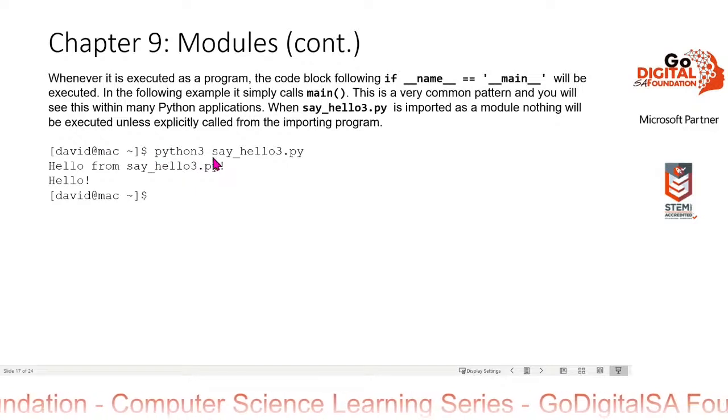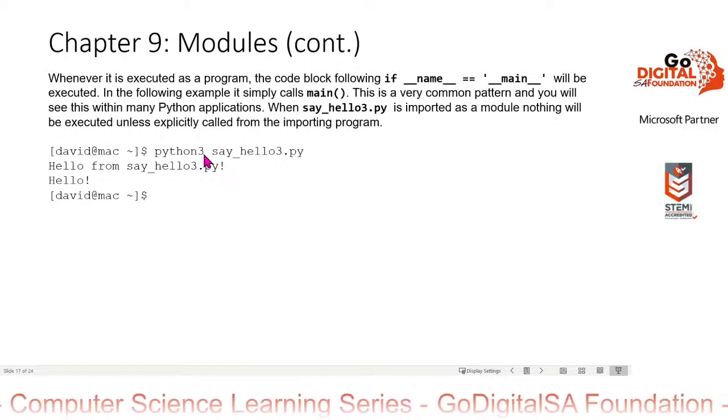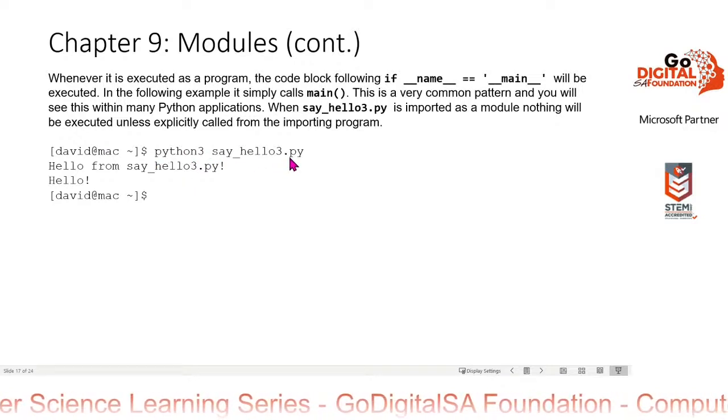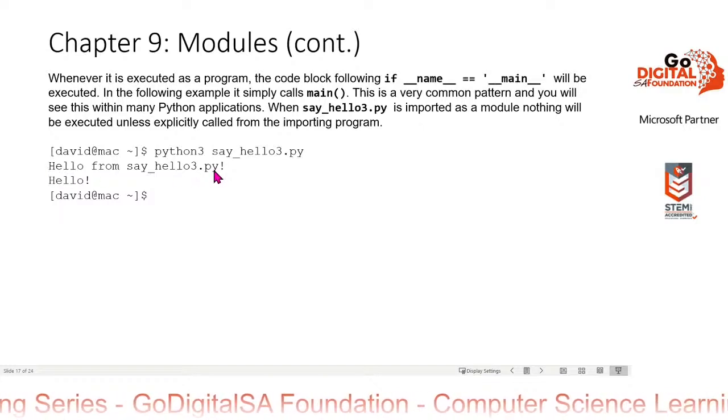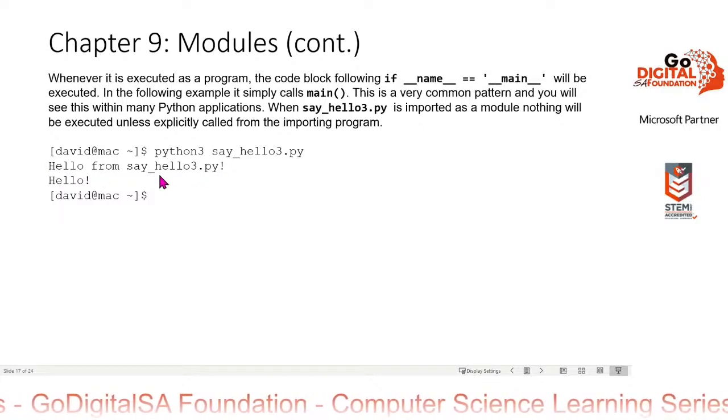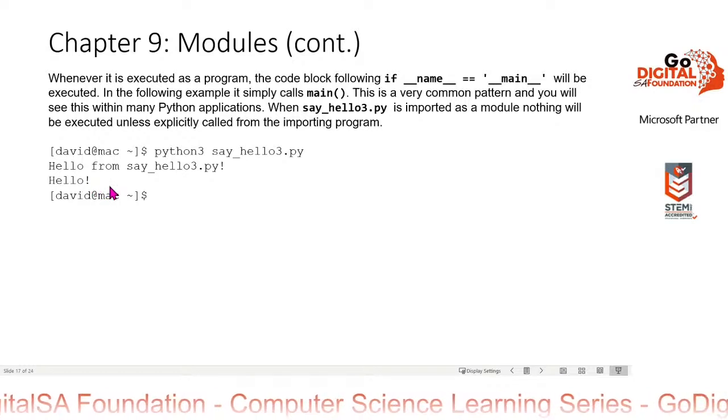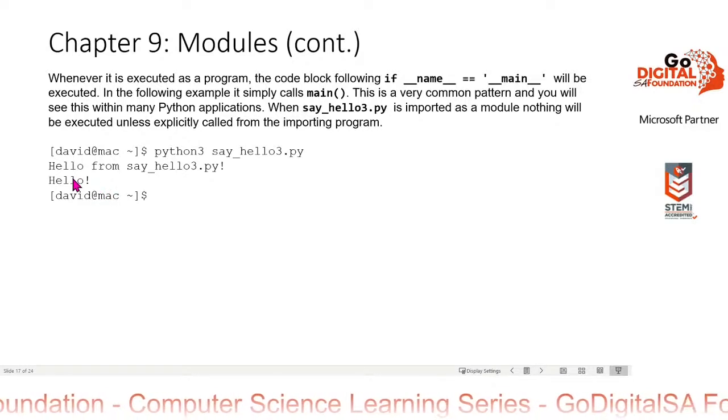Okay, so here we execute. We're calling python3 sayhello3.py. It will print hello from sayhello3.py because it's calling main, and then it will execute. It will print hello.